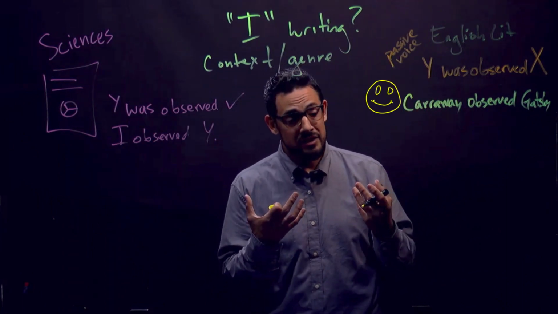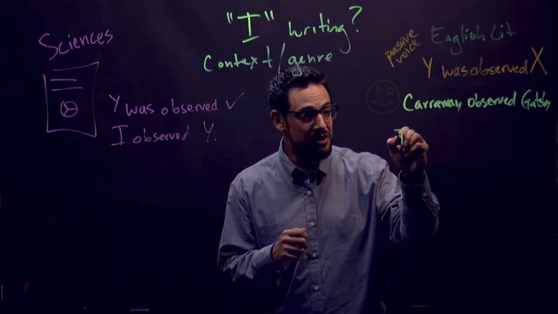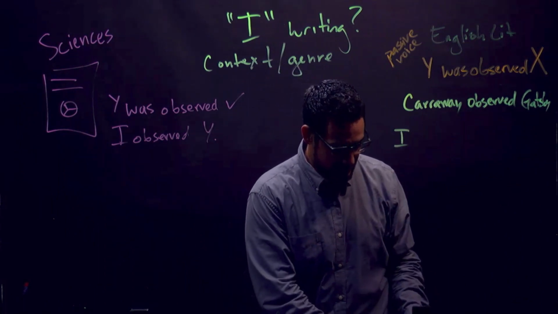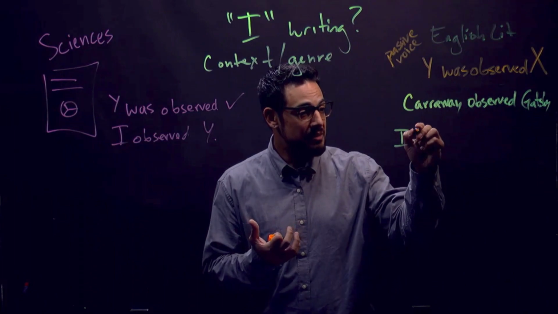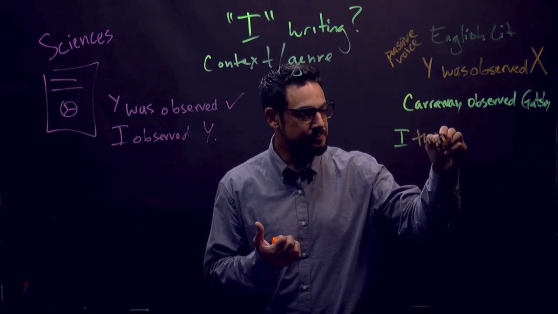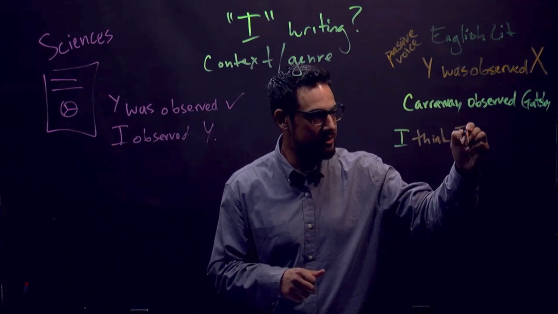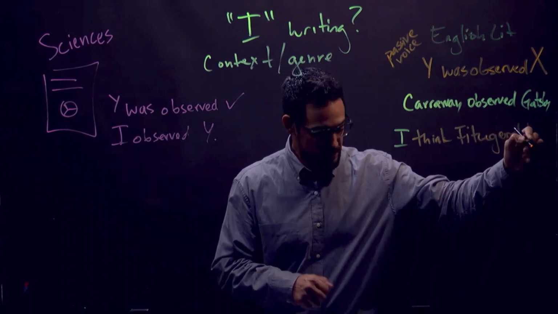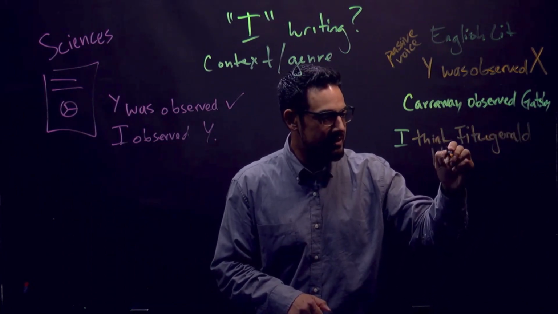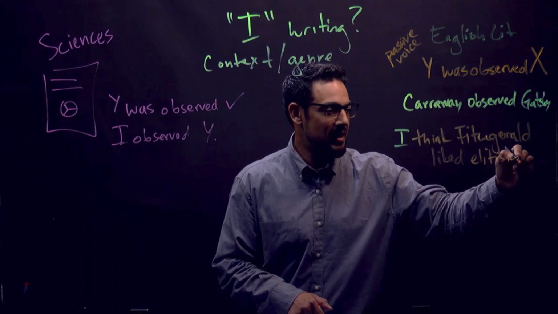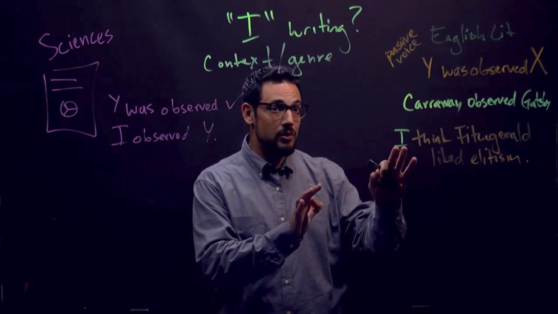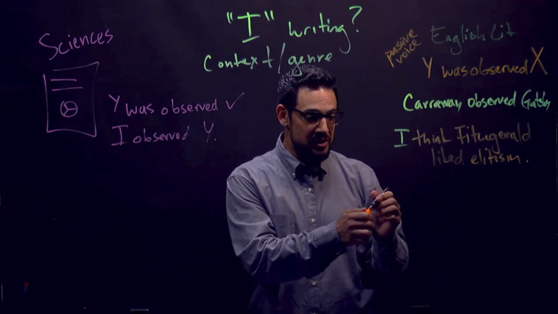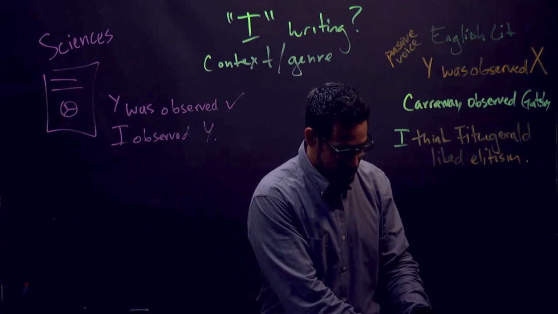Now, one of the other times that the "I" question comes up, even in English, is oftentimes folks would want to say something like, "I think Fitzgerald liked elitism. I don't think he really did. However, this could be an argument that's made." So, this is where some folks will say, I don't want to see the "I" here.